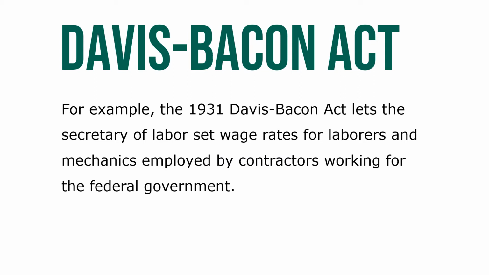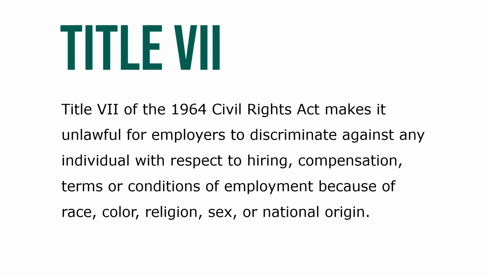For example, the 1931 Davis-Bacon Act lets the Secretary of Labor set wage rates for laborers and mechanics employed by contractors working for the federal government. Title VII of the 1964 Civil Rights Act makes it unlawful for employers to discriminate against any individual with respect to hiring, compensation, terms or conditions of employment because of race, color, religion, sex, and national origin.